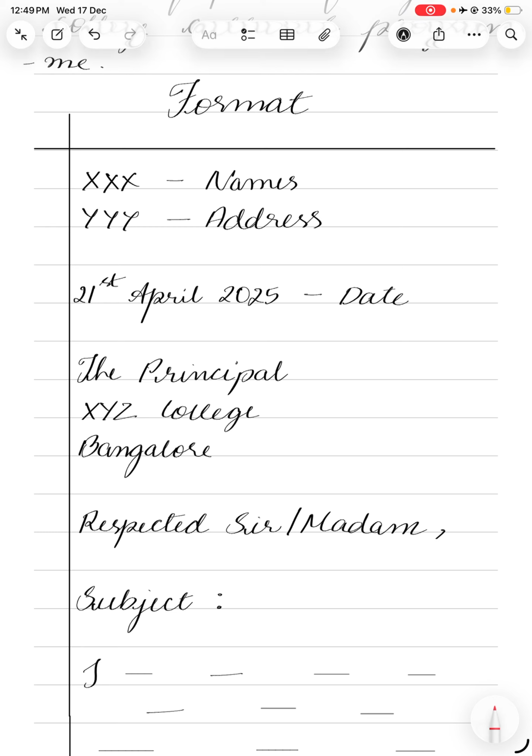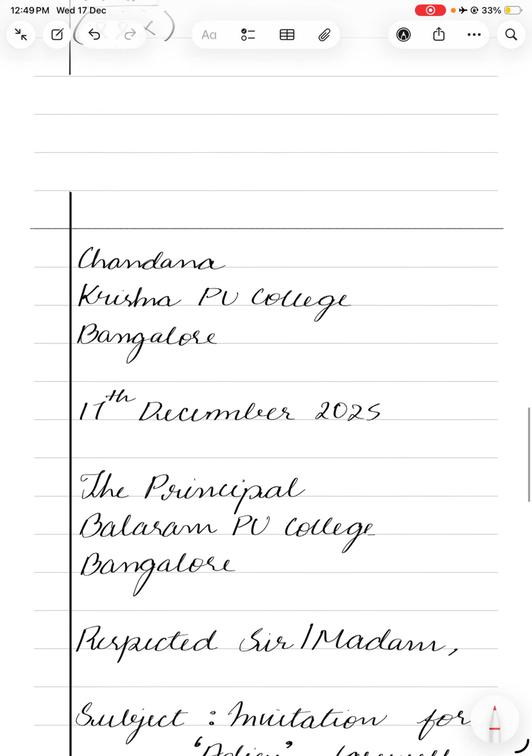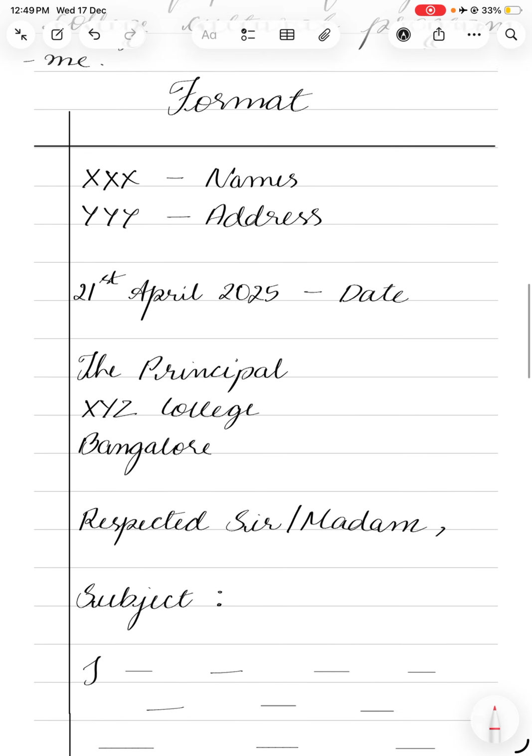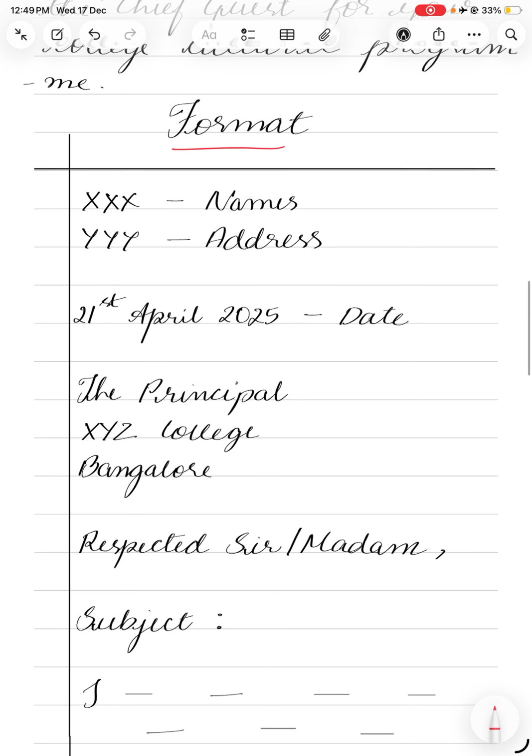Now let us simply take a look at the format. This is just a format. So what we are going to do here is we will learn how to write the letter. This is a draft. We have another one which I will show shortly. So the format for the letter, for 5 marks. So how is it going to be?